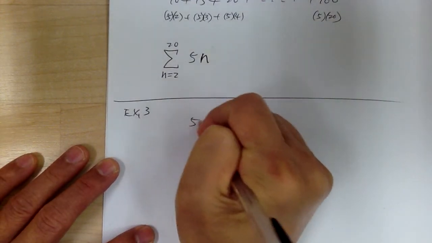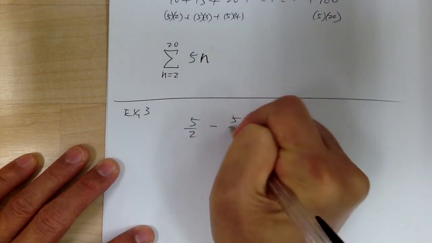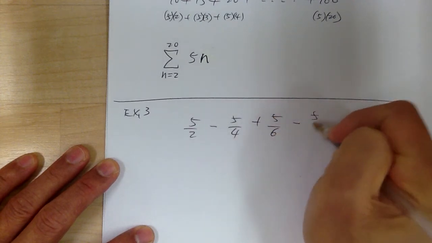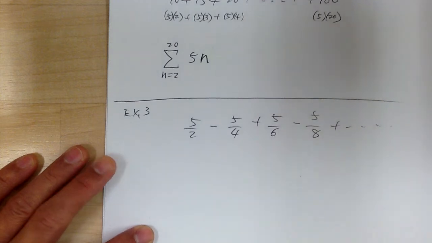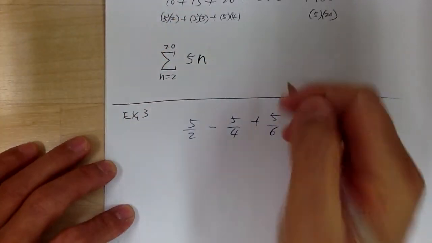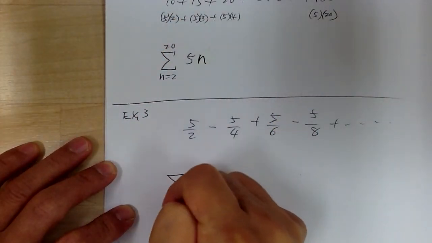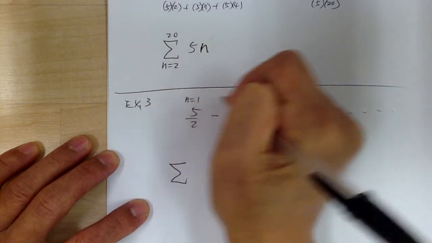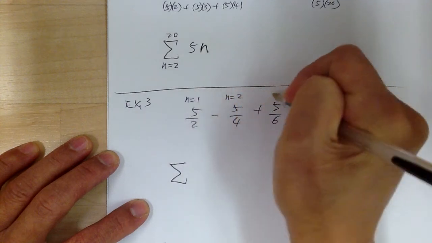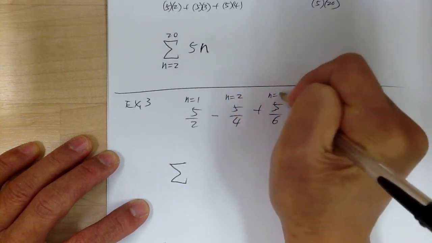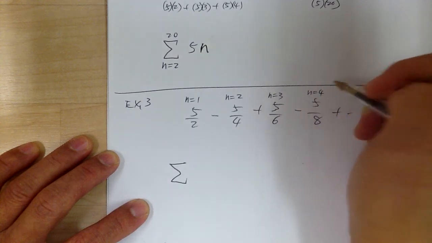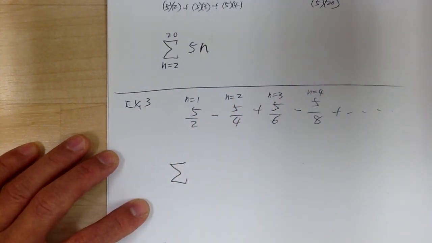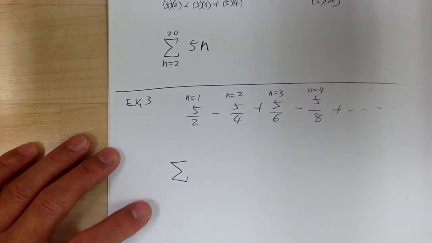Example 3, you have 5 over 2 minus 5 over 4 plus 5 over 6 minus 5 over 8 plus and so on. This one is neither, so you have to use your pattern. Write down your n, it helps you visualize: n equal to 1, n equal to 2, n equal to 3, n equal to 4. You don't always have to write down n right away, but this one is okay. Try to do a lot of these problems to get more experience.